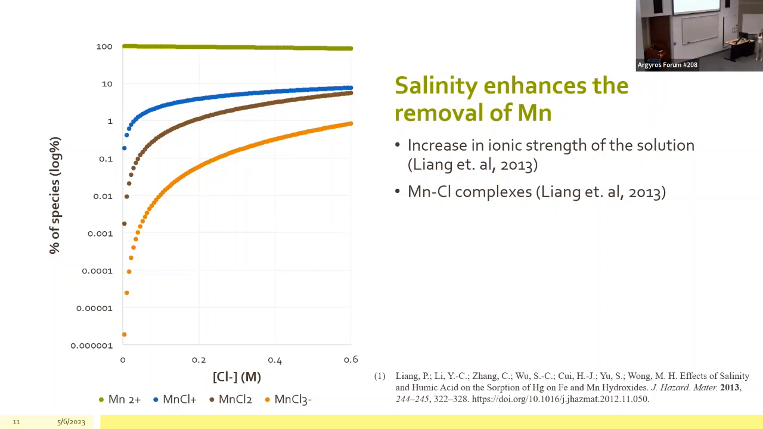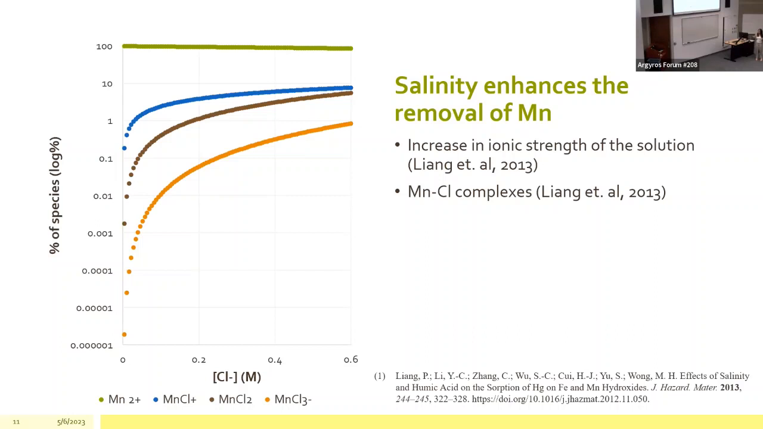it tells us the dominating species in our solution based on certain conditions. So in this case, we added chloride to see what the dominating species in our solution are. And we can see that most of the species in our solution is the dissolved manganese ion and not so much of the manganese chloride complexes. So yes, it does contribute to the increase of manganese removal in our solution, but it doesn't dominate the effects of it. Instead, the reason why salinity enhances the manganese removal is the increase of ionic strength of the solution.